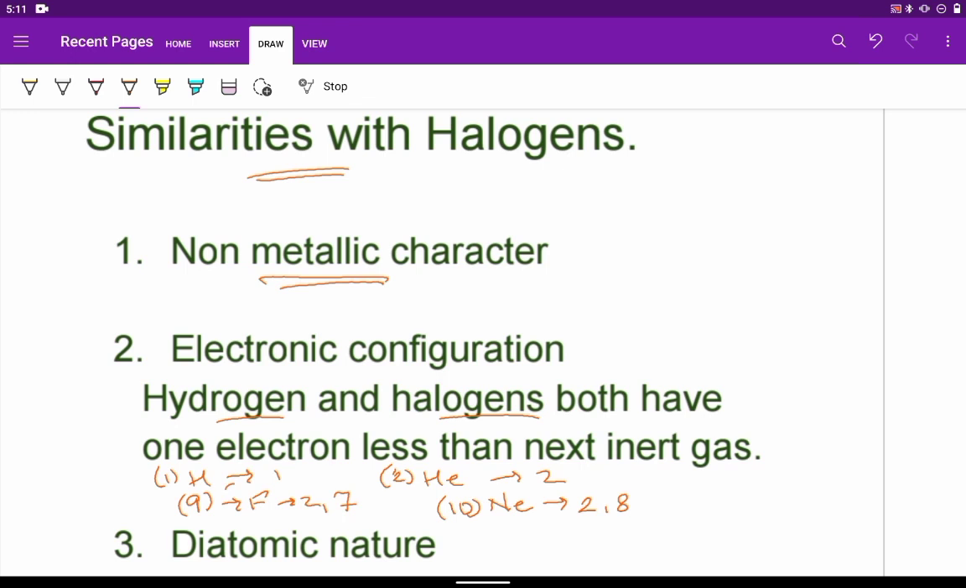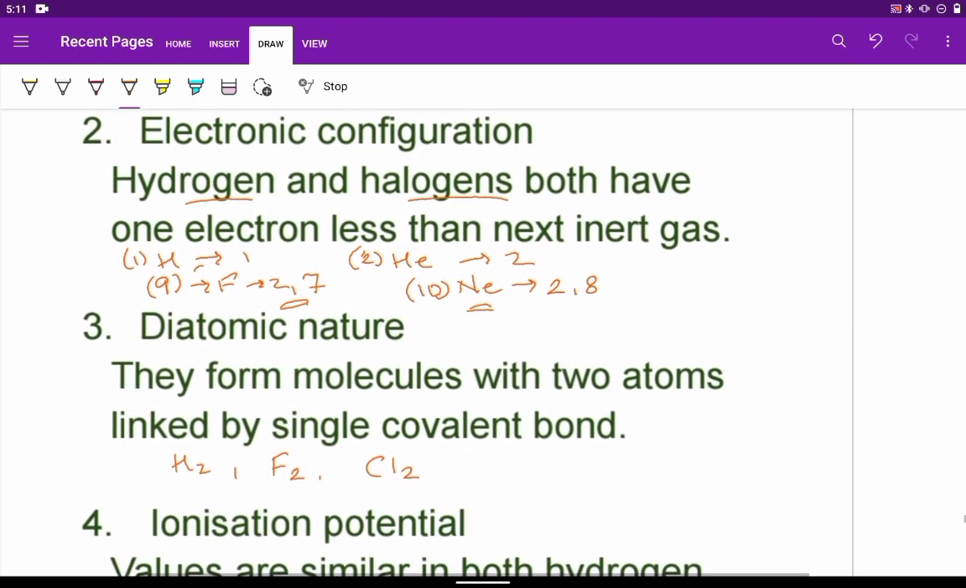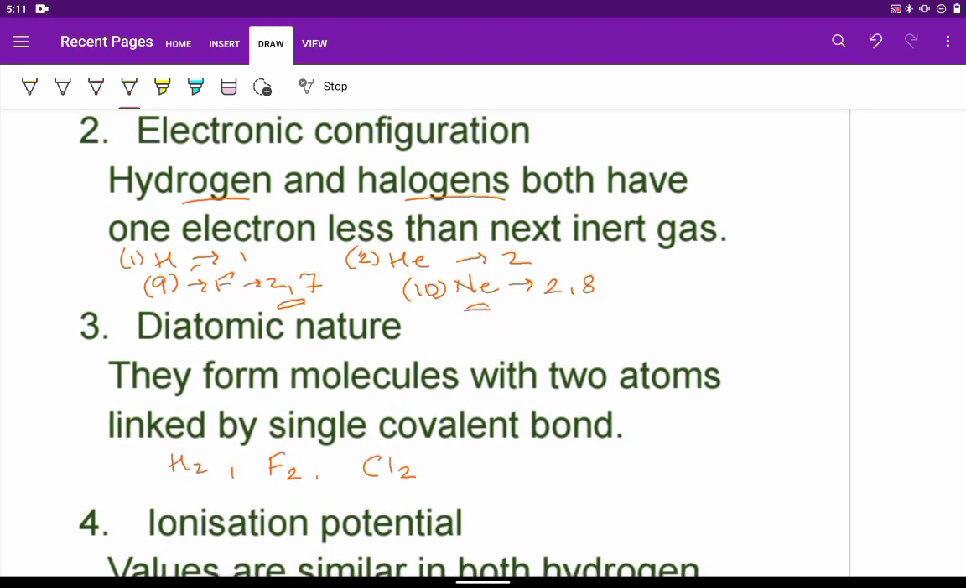Next, if you consider halogen, so fluorine, its electronic configuration is 2,7. Its next nearest inert gas is neon. Its configuration is 2,8, atomic number is 10. So you see, in case of fluorine, there are 9 electrons, in neon there are 10 electrons. So here again, the halogen is having, like hydrogen, 1 electron less than the next nearest inert gas. And this is the reason why they can easily gain 1 electron to complete their octet. So this is the reason why they very easily exhibit electronegativity. Fluorine is highly electronegative.